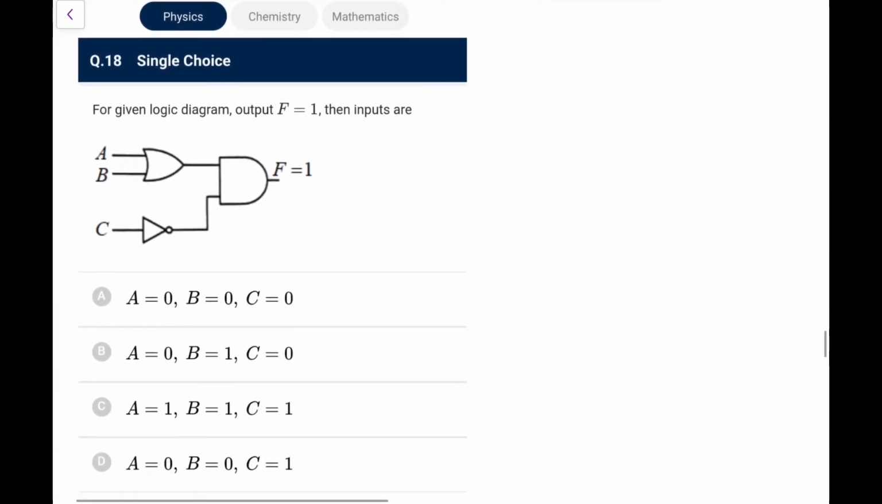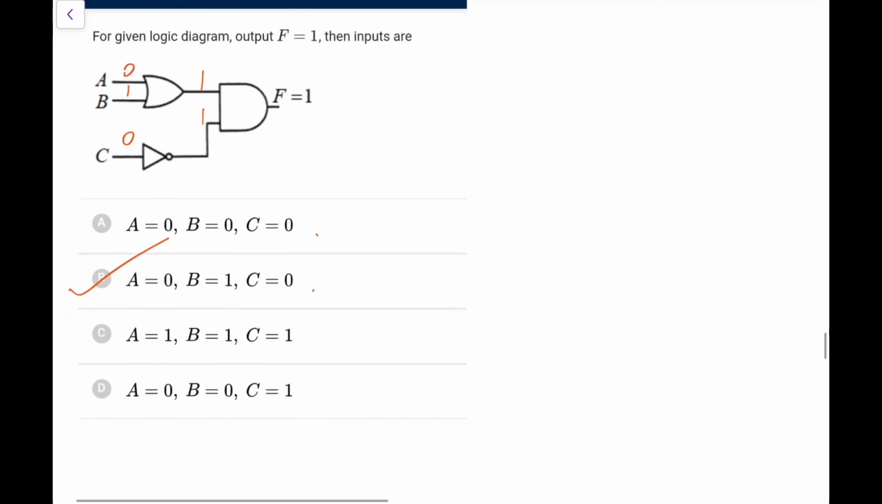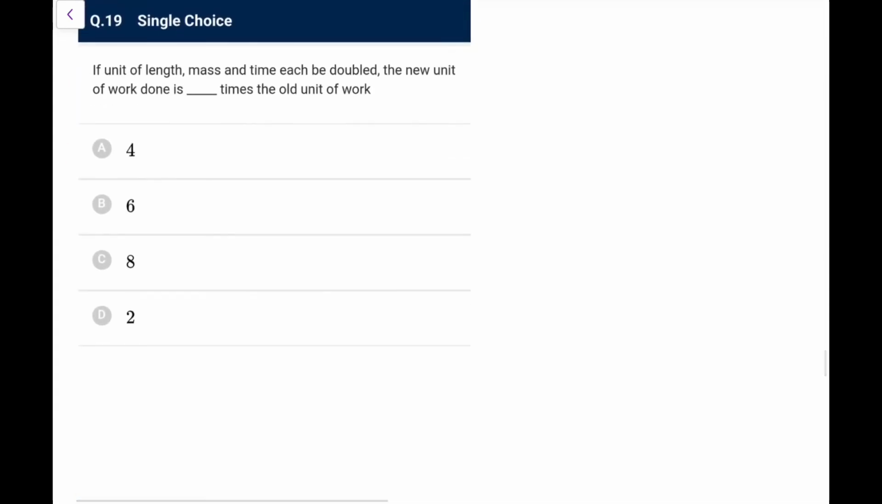Next, for a given logic diagram, the output f is equal to 1, then inputs are okay. So when would it be 1? For this to be 1, this is an AND gate, so here it has to be 1, so C has to be 0. So we are left with these two choices. And what is this? This is an OR gate. So 0 0 won't give us 1, 0 and 1 will give us 1. So 0 1, this will be 1 1 1. So we'll go for option B. That's an easy one, not a tough one for you. Just get the right combo.